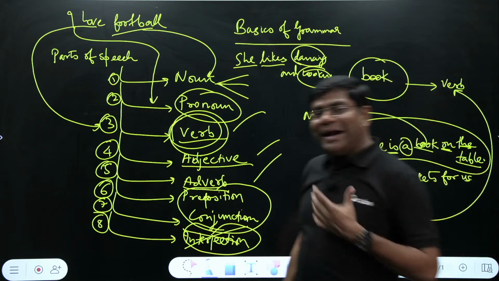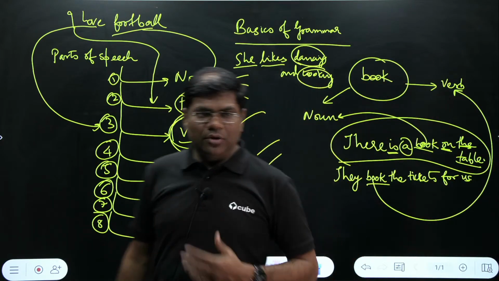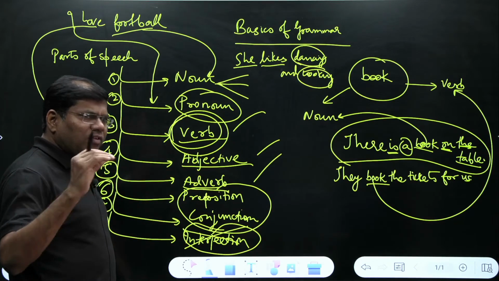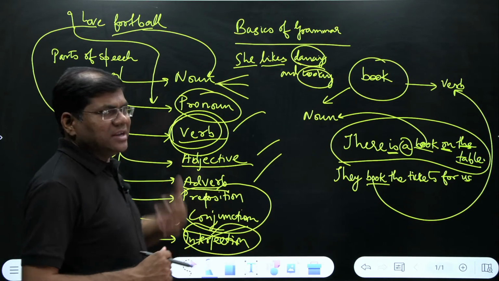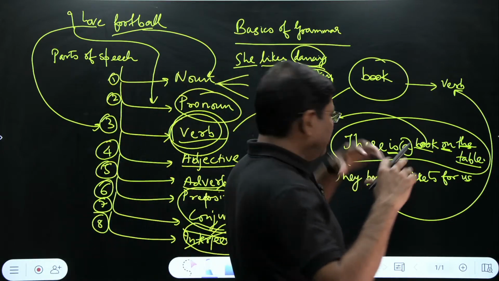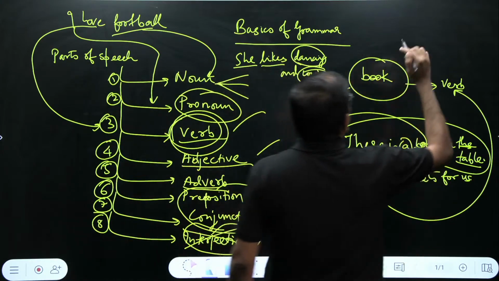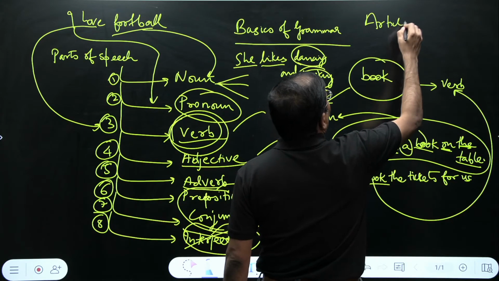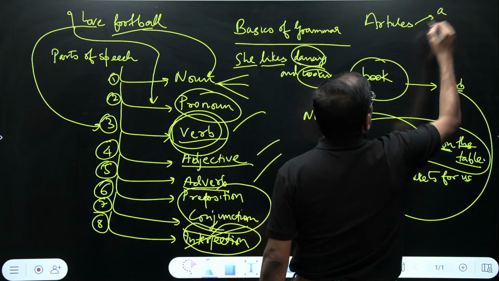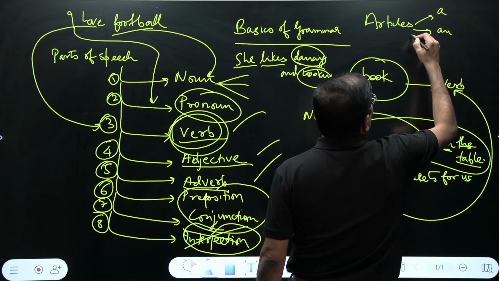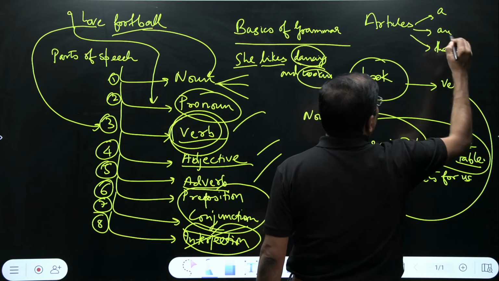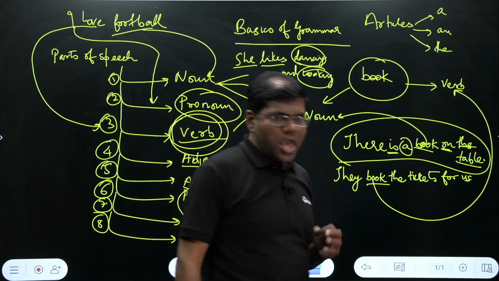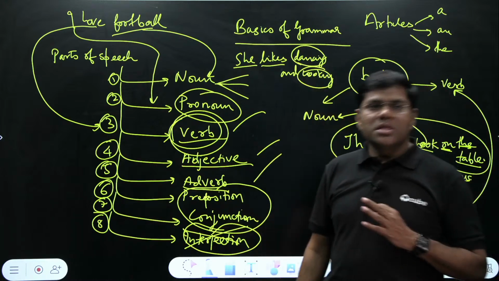Now, today's title that I had given you was article usage. What is an article? I will just briefly give you the introduction so that next time when we meet, we can discuss it in more detail. When I talk about articles, we have three fundamental articles. One is a, the other is an, and the third is the. Correct? These are the three fundamental articles: a, an, the.